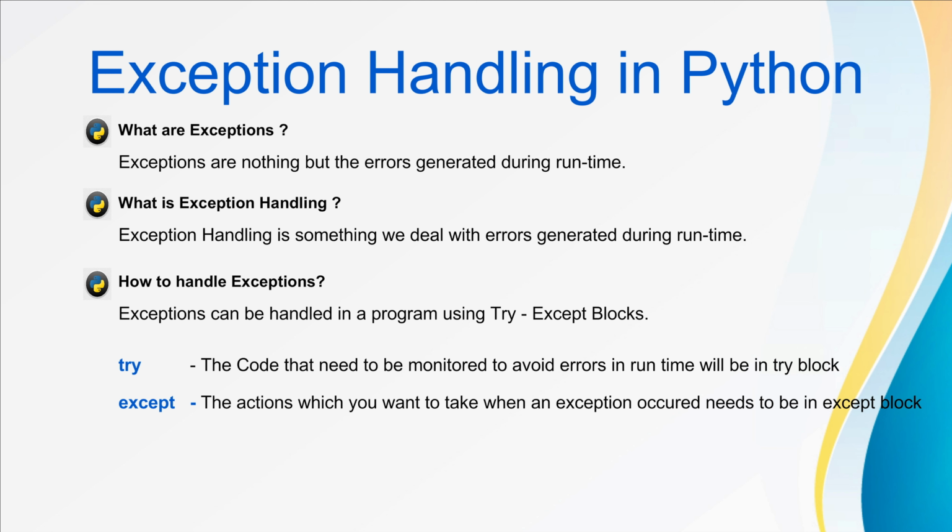We have other blocks as well, like the else block. The else block is an optional block which will get executed if and only if there are no exceptions thrown by the try block. And finally, we have a finally block. This is also an optional block which will get executed after all blocks get executed. If we define a finally block in our program after try, except and else blocks, the finally block will definitely get executed in sequence, even if an exception is caught in the try block and handled in the except block.